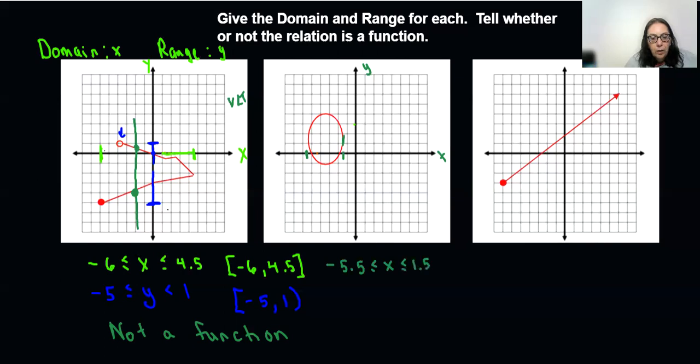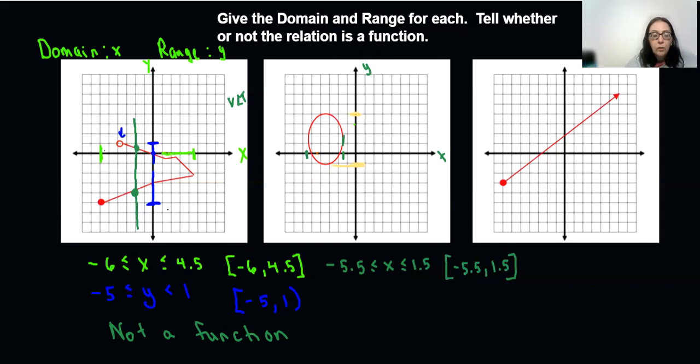And how do we write that in interval? We can write it as -5.5 and 1.5, and they're both closed, so we use brackets. All right. Now, how high and low does the graph go? That's our range. So we're looking at the y-axis. How high and low does the graph go? So the lowest point is right here. The highest point is right here.